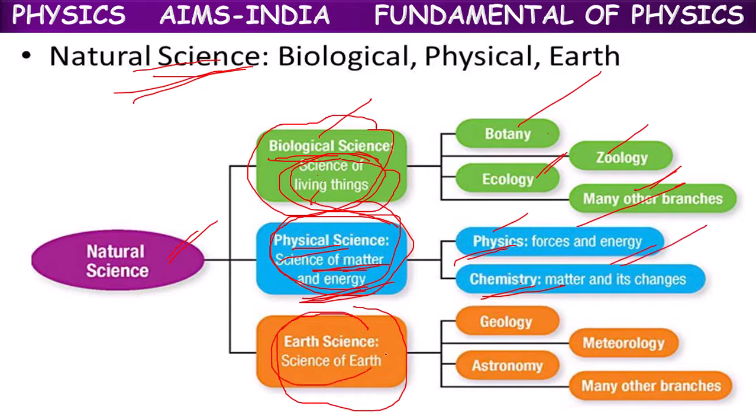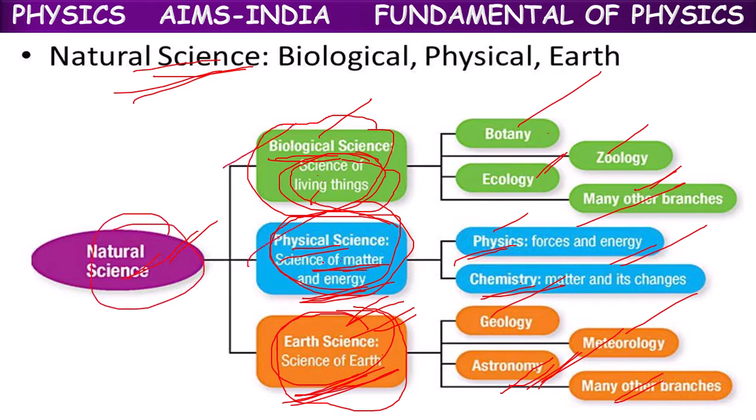So earth science means the science of earth. Here we will study about geology, meteorology, astronomy, and many other branches relating to earth, relating to the stones of earth, the layers of earth, or the planets. Studying anything relating to earth is called earth science. Like this, in natural science we have biological science, physical science, and earth science as the sub branches.